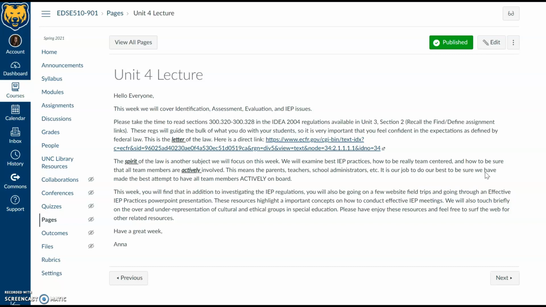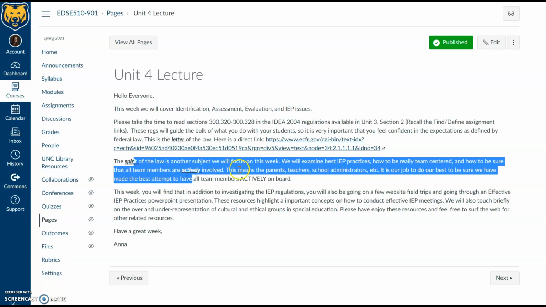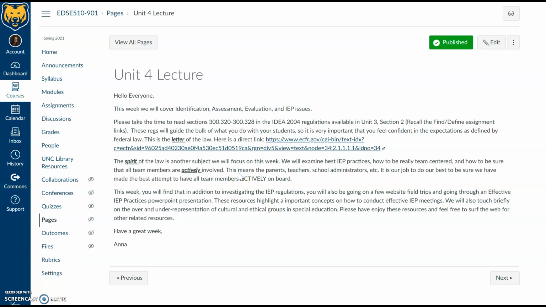So the Unit 4 little introduction written lecture. And there is emphasis in this paragraph right here about the spirit of the law versus the letter of the law, so to speak. So that's why we want to not only focus on that statutory law or the written law, the regulations that you can find here at the link above, the letter of the law. We also want to be looking at the spirit of the law. What is the message behind the law?